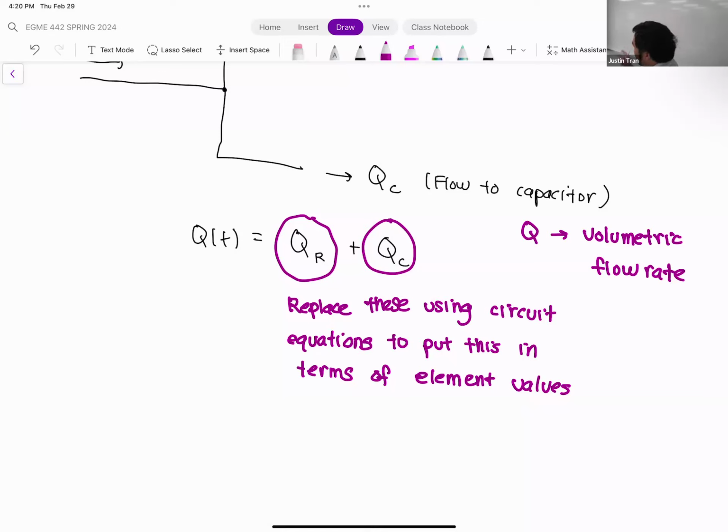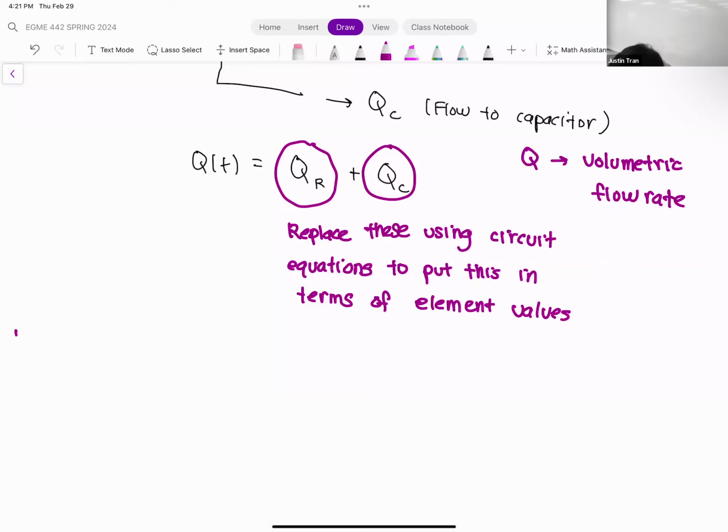All right. So let's go through each element here and see if we can get an expression for the flow over that element. Okay. Let's start with the resistor. This is the easier one to do. All right, so for the resistor, we have just one equation, right? So the resistor just has Ohm's law. Or, in our case, the fluid mechanical version of Ohm's law, right?